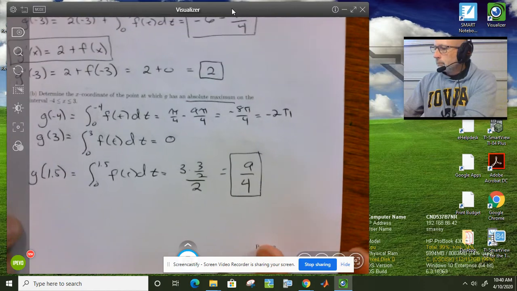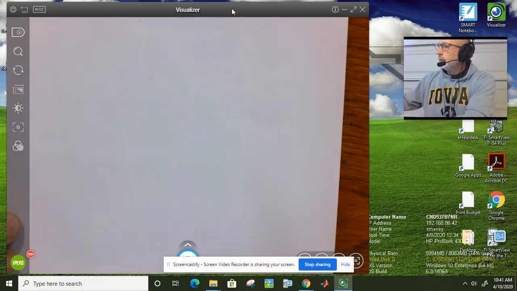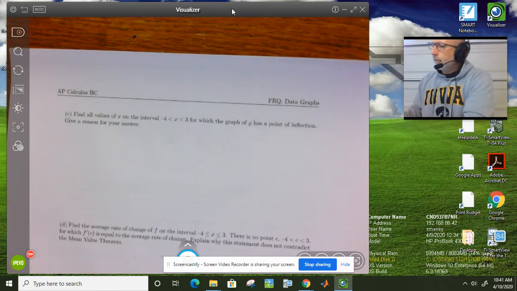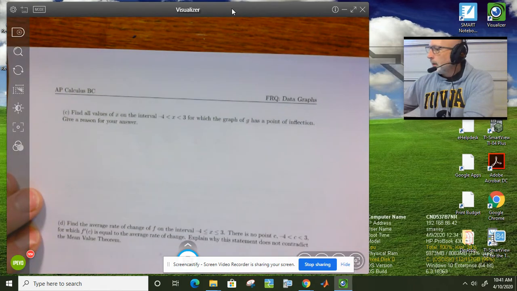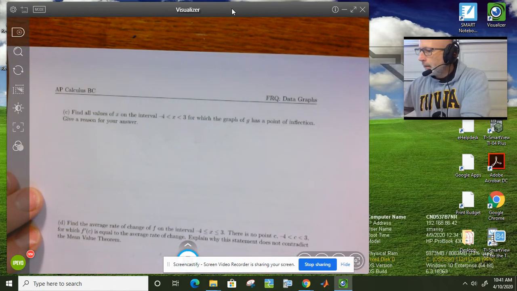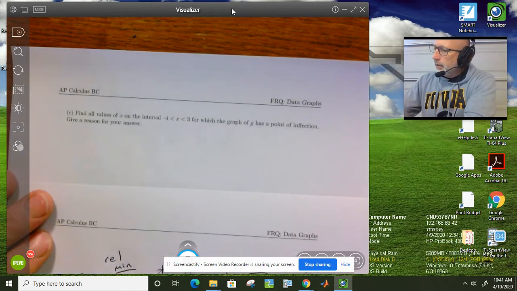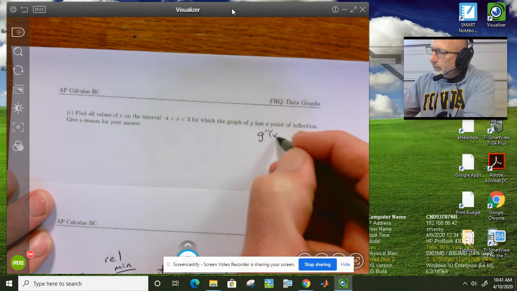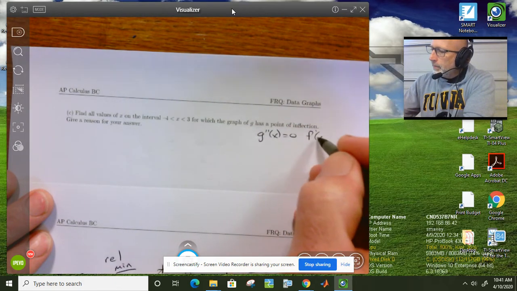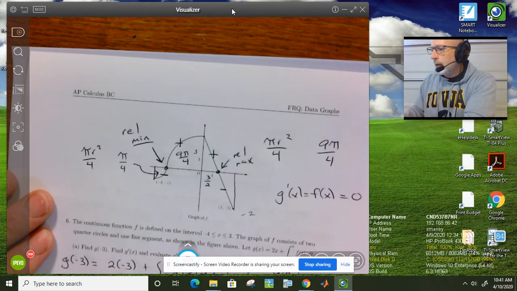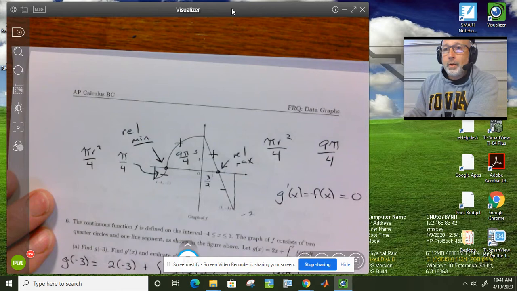Okay. Let's go ahead and go to C. Okay, so C, find all values on the interval from -4 to 3 at which the graph G has a point of inflection. Justify your answer, or give reason for your answer. So if you go back here, point of inflection of G, so that means G double prime of x is going to be equal to 0, which means f prime of x will be equal to 0. So where on this graph will the slope of the tangent line be equal to 0? There aren't any places.